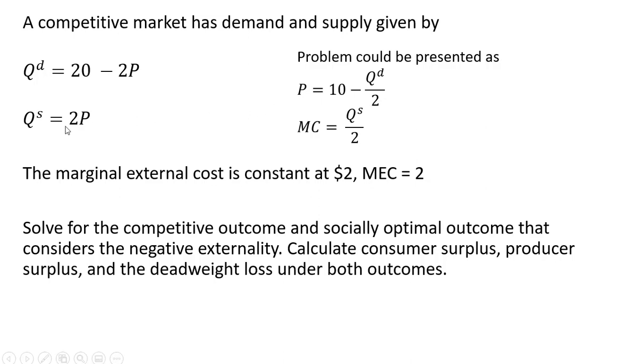And instead of being given the supply equation, you might be given the marginal cost equation. I derived this marginal cost equation from the supply equation. I set P equal to MC, because in perfect competition, price equals marginal cost. So setting P equal to MC and solving for MC, we get this equation. So depending on the problem that you're presented, you could be given this information in one of two ways. All right, let's move on.